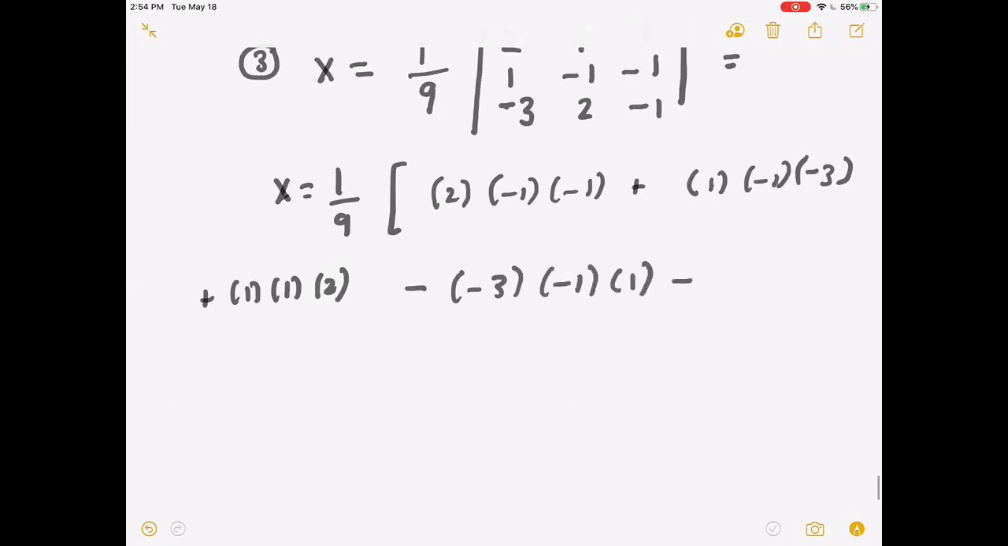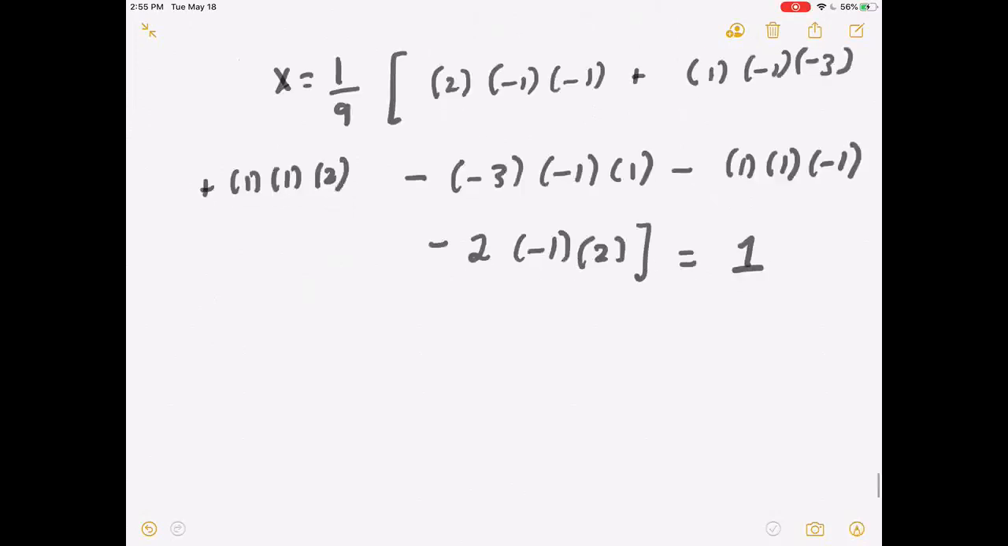These are the backward terms. Minus 1 times 1 times minus 1 minus 2 times minus 1 times 2. And you can do the arithmetic and you will find that this should equal 1. So 1 down, 2 to go.